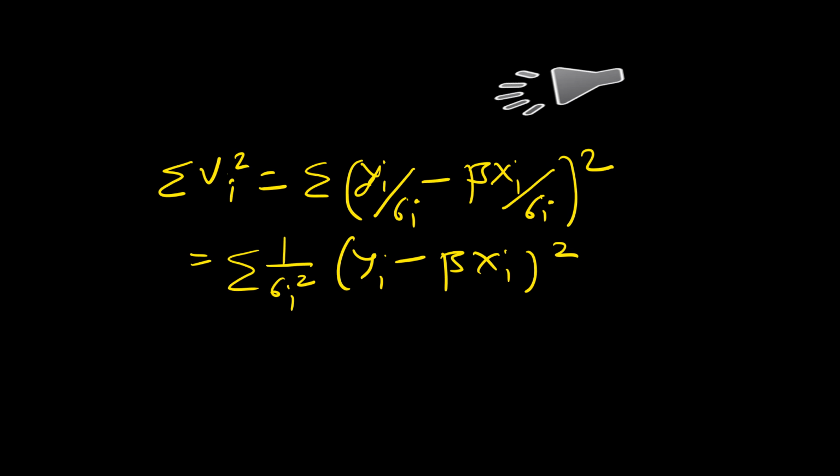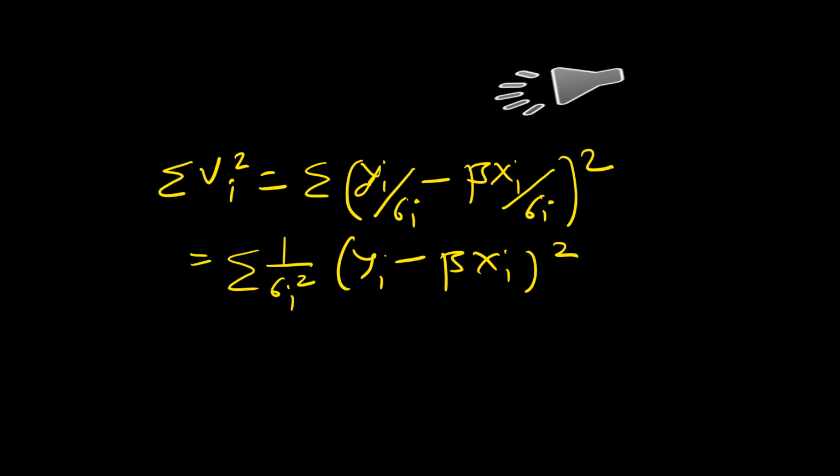The equation in the previous slide can be written simply as summation vi square is equal to summation of yi upon sigma I minus alpha upon sigma I minus beta xi upon sigma I, the whole square. You can take out 1 upon sigma I square common. So you get summation of 1 upon sigma I square into yi minus alpha minus beta xi square. Y minus alpha minus beta xi square is nothing but the squares of the residuals of the original OLS equation.